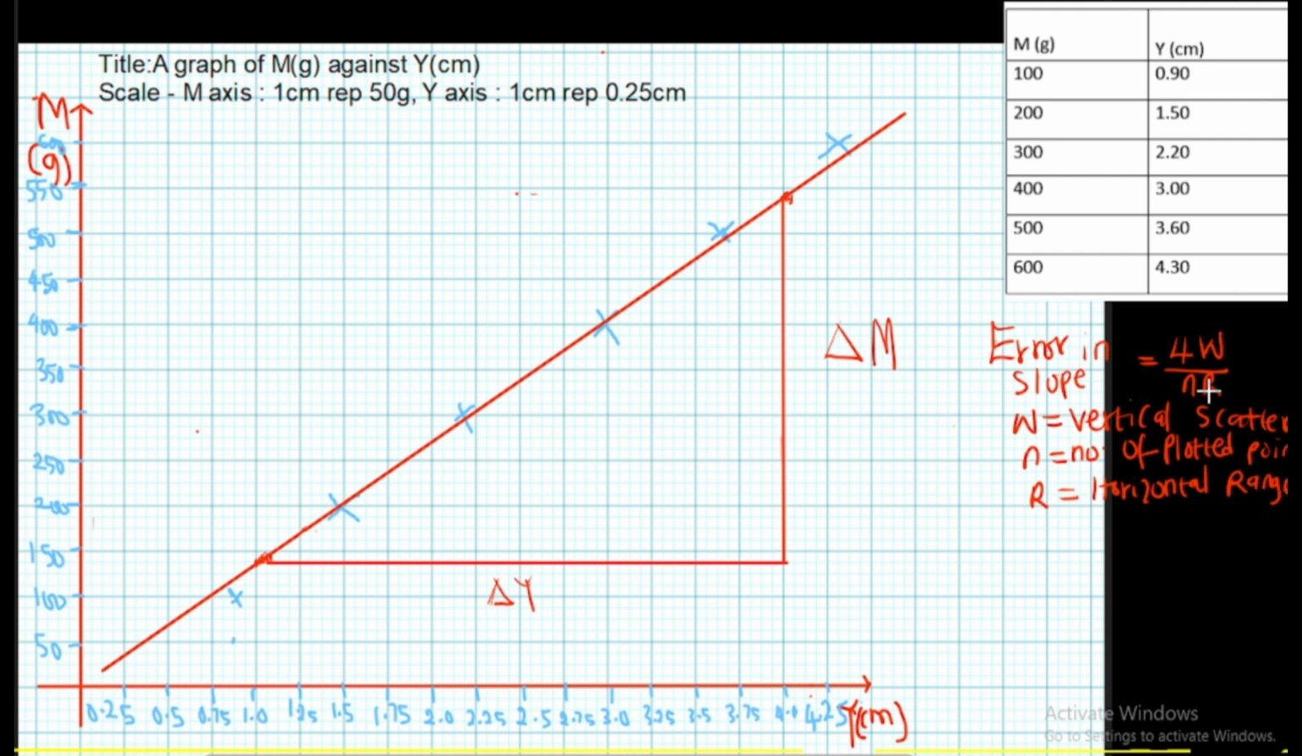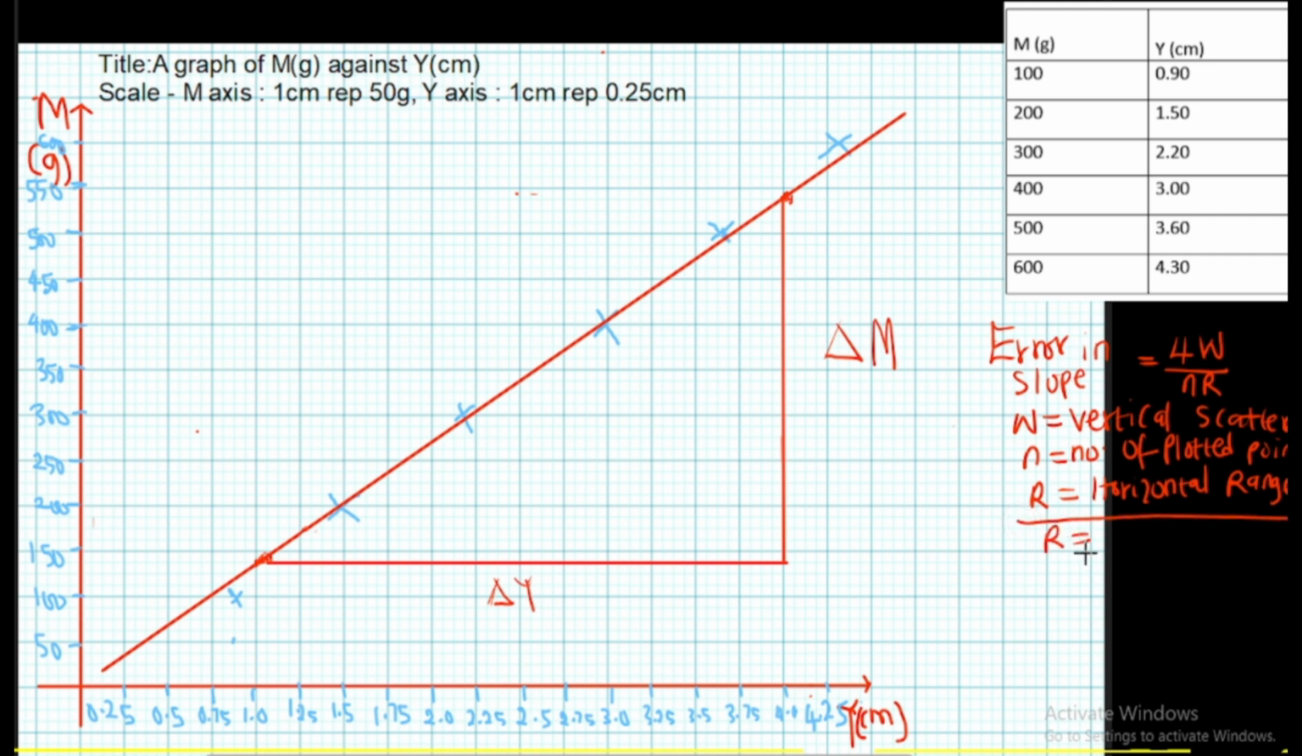So we need to know each of these values before we can calculate our error in slope for this graph. So how do we go about that? W is the vertical scatter, n is the number of plotted points, r is the horizontal range. So how do we get horizontal range? Let's start first with the horizontal range.